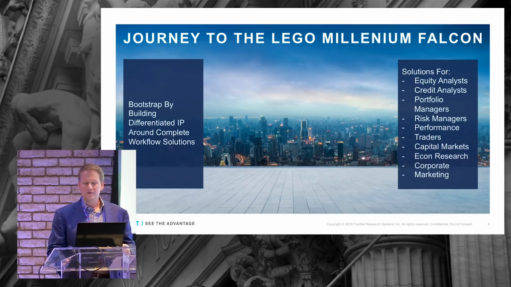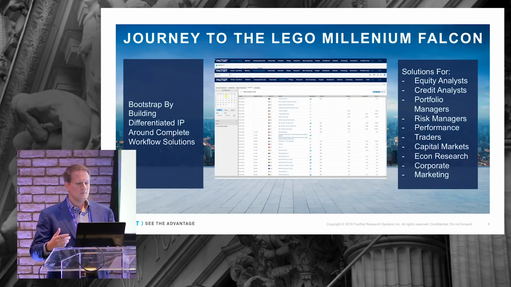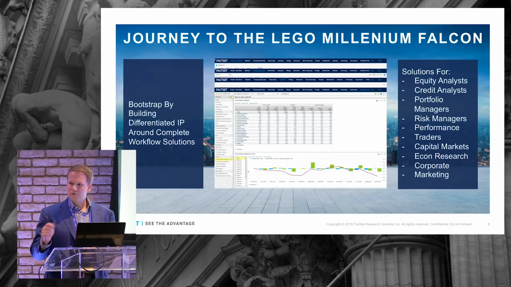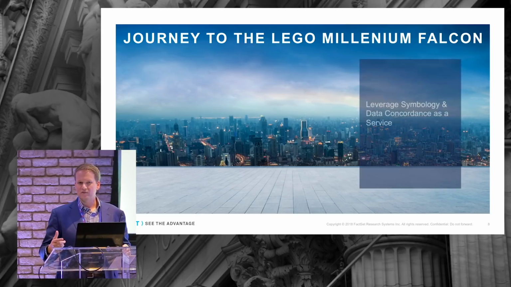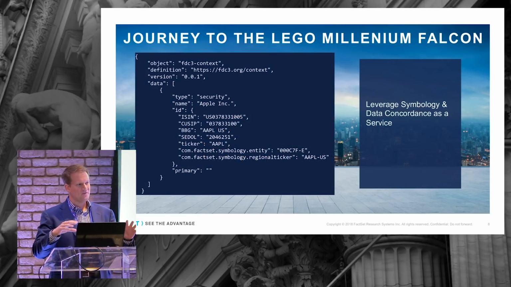Do I need to build the next full quote? Do I need to build the next portfolio view? Could I take complete solutions from someone like a FactSet and build my IP around it, the things that are different for us? And then, how do we make all those things talk to each other? Well, leveraging symbology and data concordance as a service is a great way to get all your apps and all the components to speak the same language and speak with the same IDs.